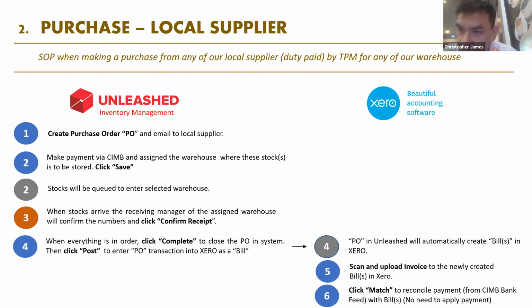I go to the Xero system, which is the accounting. Again, no need to do anything. Just upload the invoice, scan, and just attach to the PO. Now the PO in Unleashed is called a bill in Xero. So then you just attach and then you match. Okay, I'm going to the third slide. All clear already? Yep. Okay, good.